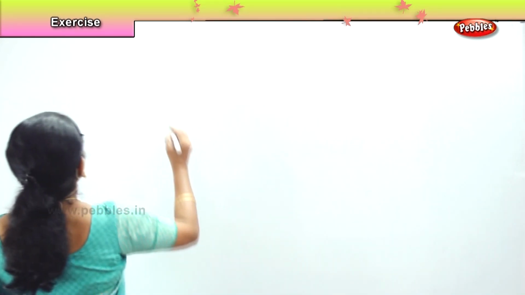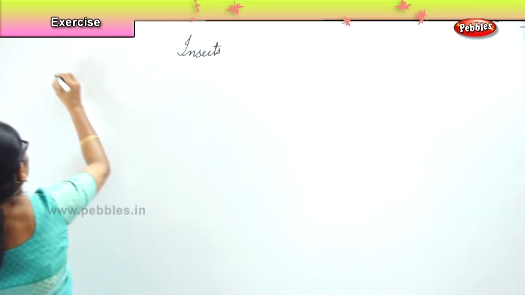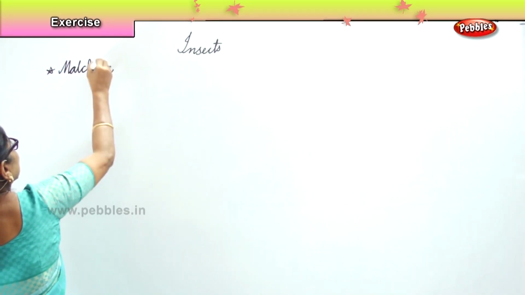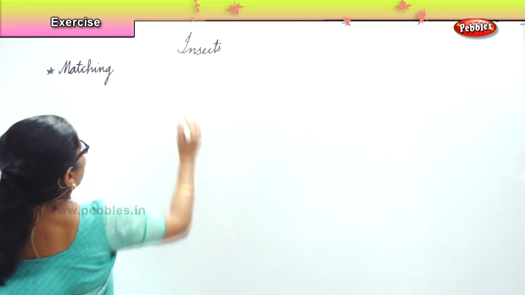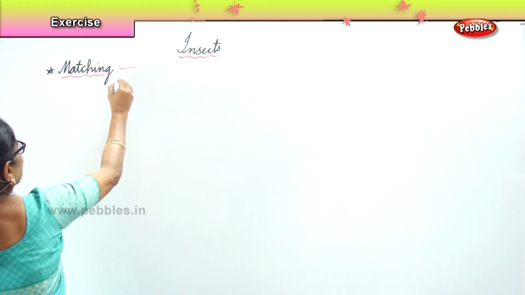We learned about insects that live in and around our house. Now we'll try and remember what we learned about the insect. Do an exercise to match. I'll give you some insects and whether they're useful, where they live, and what they do. Matching, a small exercise. You're going to do a bit of a small matching exercise.